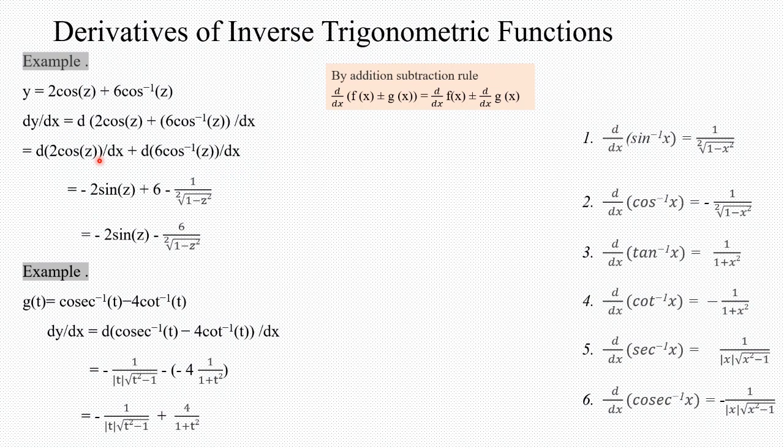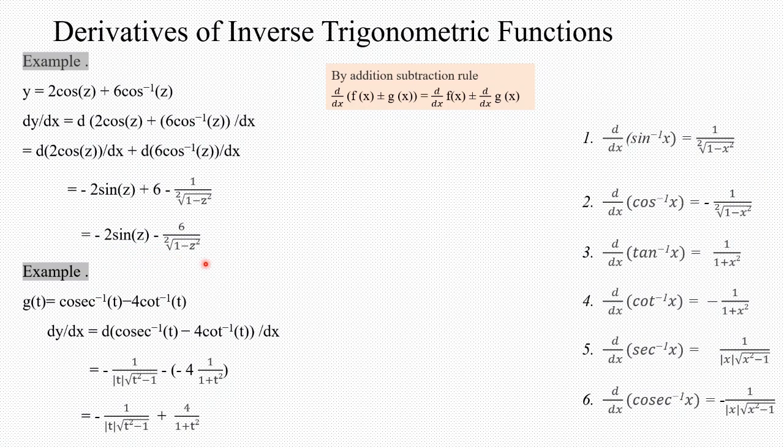Differentiation of 2 cos z is minus 2 sin z, plus differentiation of 6 cos inverse z. 6 is constant, hence taken out, and differentiation of cos inverse z is minus 1 by under the root 1 minus z square. So it is equal to minus 2 sin z minus 6 by under the root 1 minus z square.